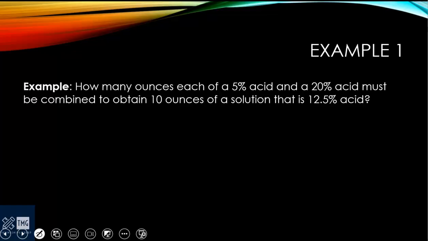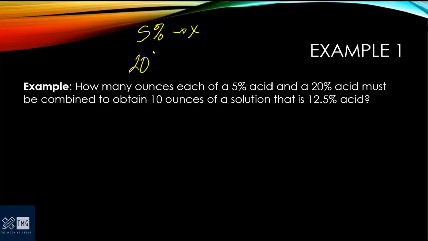I personally think the easiest thing first is to identify your variables. So if I say, okay, I have a 5% acid, and I'm going to say that that is x, and then my 20% acid, and I'm going to call that y. So at least I know this is the amount. So x ounces of my 5%, y ounces of my 20%.